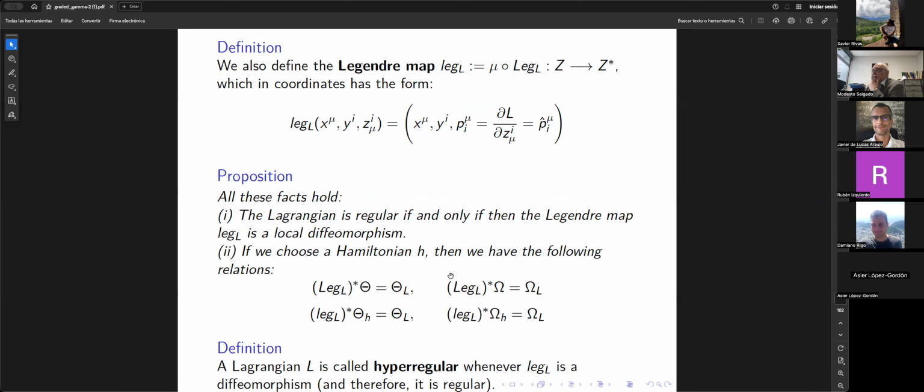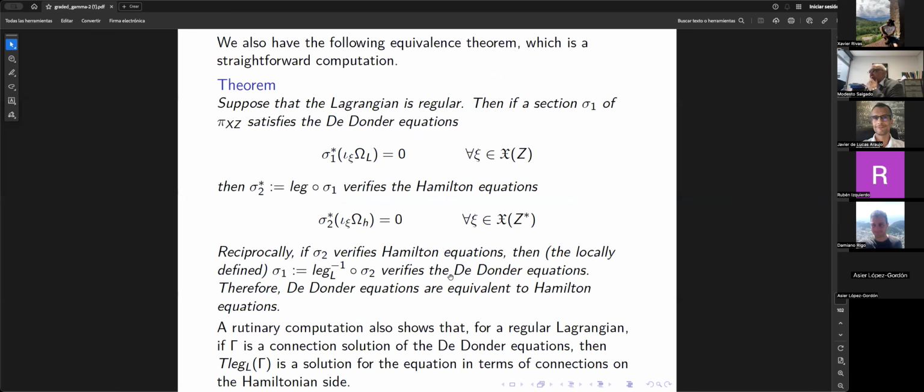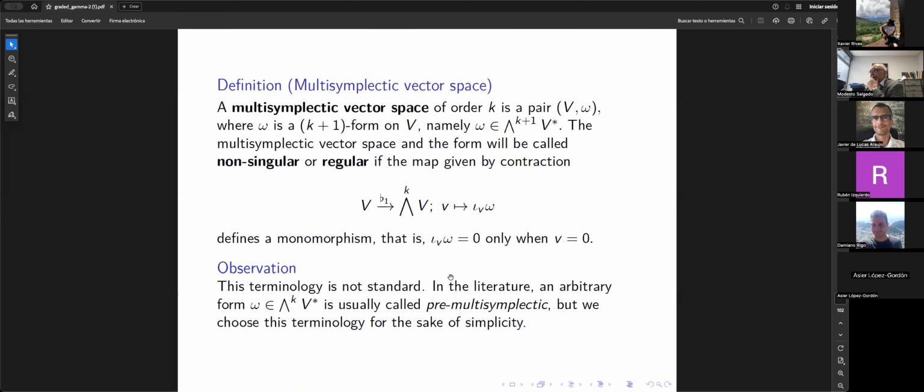So it's just like in mechanics. I will skip this because it's the same thing. So this is how to use these forms, and people call them multisymplectic forms, just to obtain the field equations in the Lagrange side and the Hamiltonian side, and how to connect both sides. But we are calling multisymplectic this n plus 2 form.